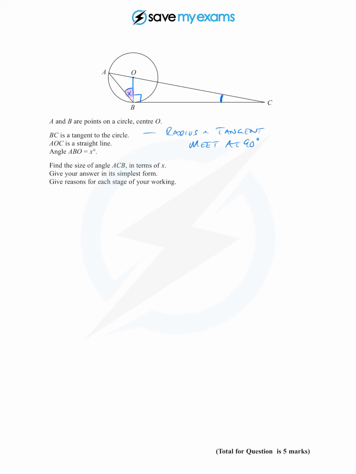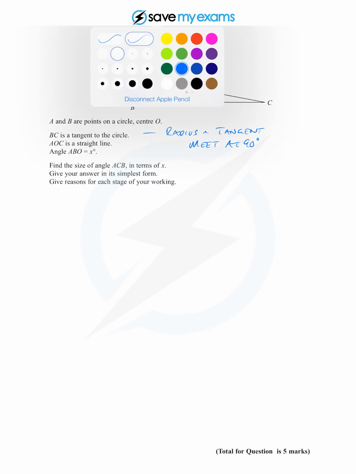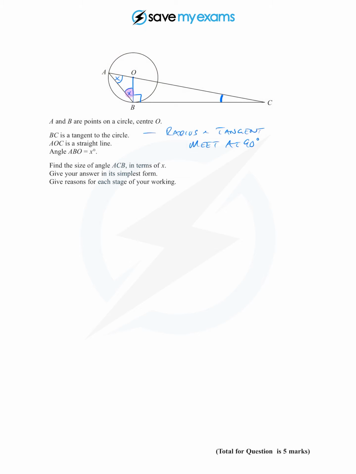Okay, well, starting with x, look, I've got an isosceles triangle there. So my other angle here, OAB, is also x. So let's write that down. So OAB is equal to x. Why? Because we have an isosceles triangle. So I'm putting down my deductions as I go.